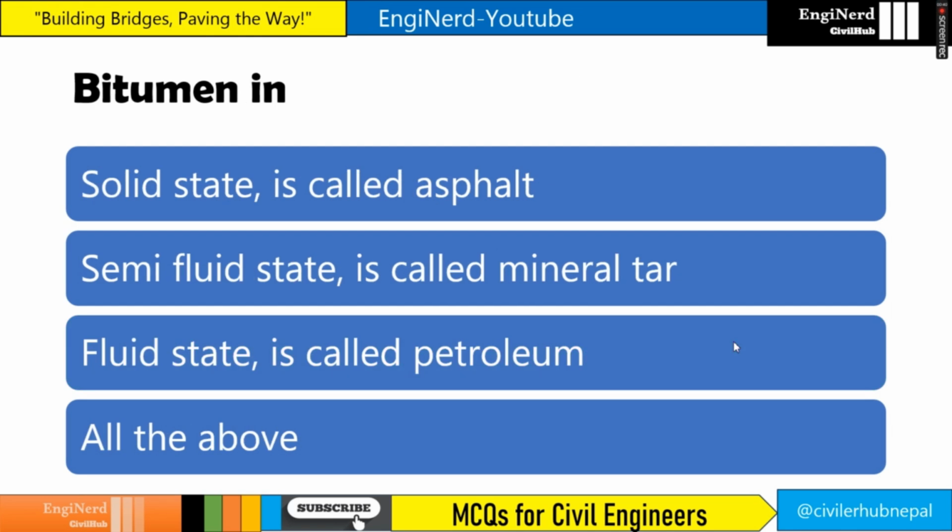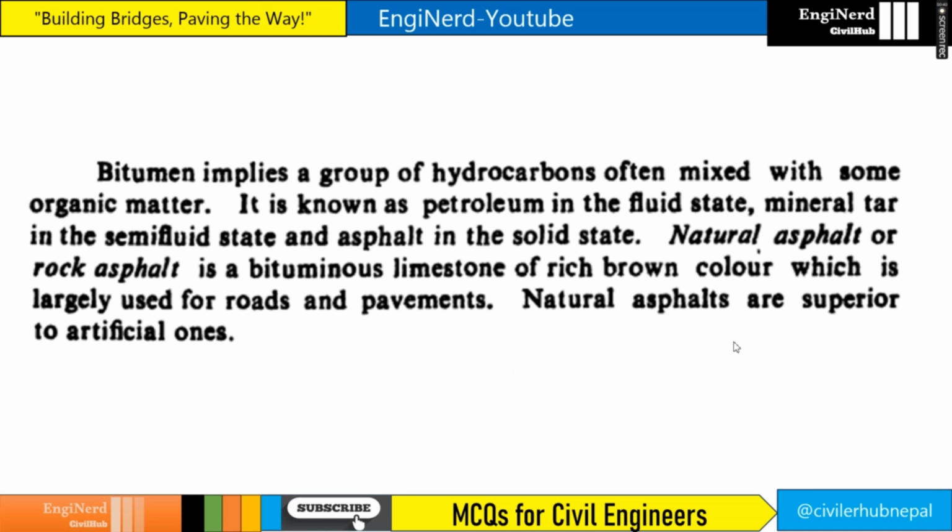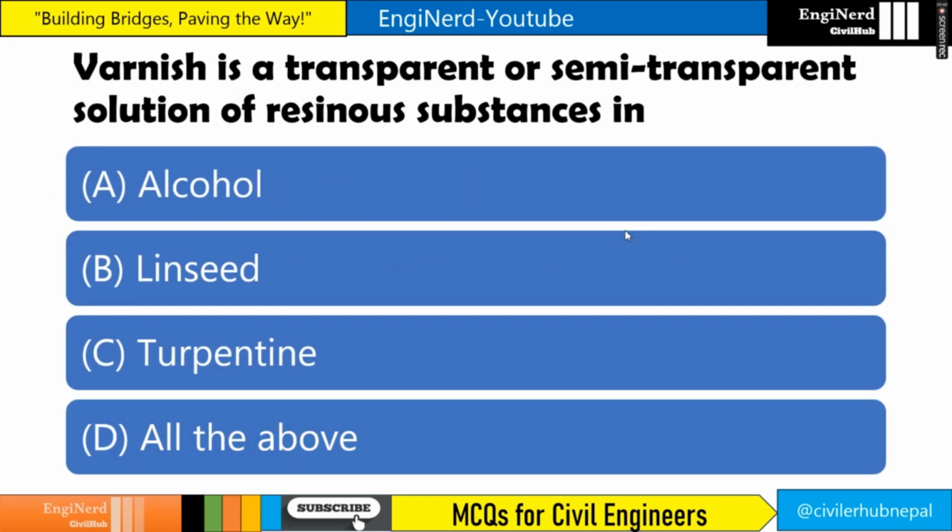Bitumen in solid state is called asphalt, semi-fluid state is called mineral tar, fluid state is called petroleum, all of the above. This is true, right? All of the above is the answer. If you see here, petroleum in fluid state, mineral tar in semi-fluid and asphalt in the solid state.